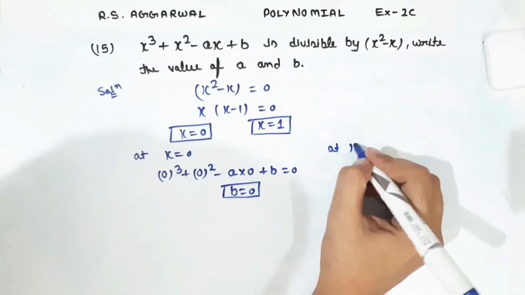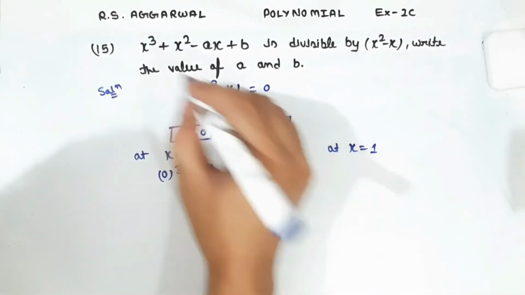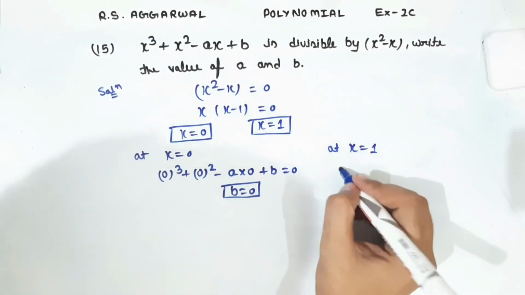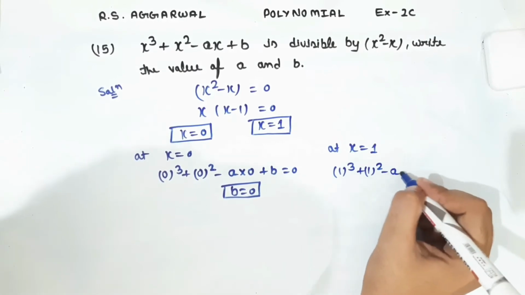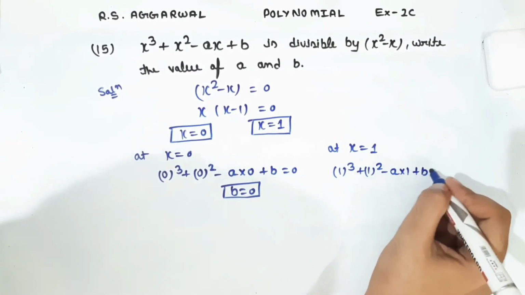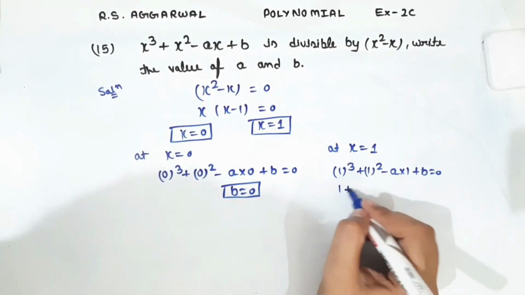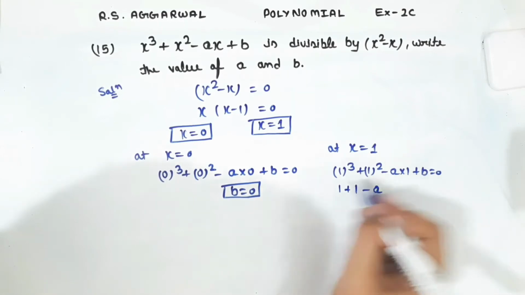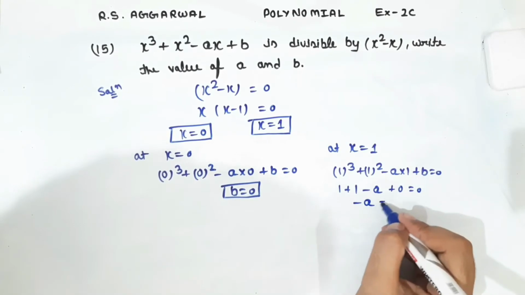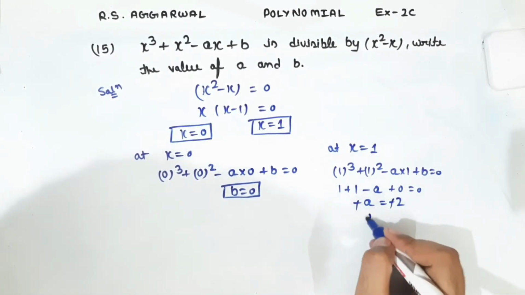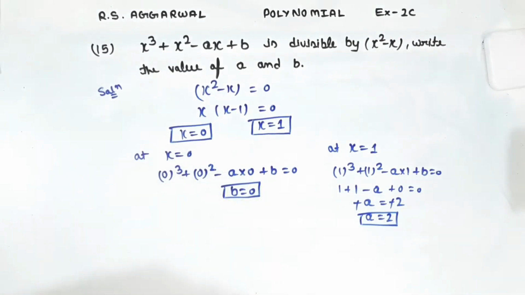At x equals 1, our polynomial will be 0. So 1 cube plus 1 square minus a into 1 plus b equals 0. 1 cube will be equal to 1, plus 1 minus a, and the value of b is 0, equals 0. So minus a will be equal to minus 2. So from here a will be equal to 2. So a is 2 and b is 0.